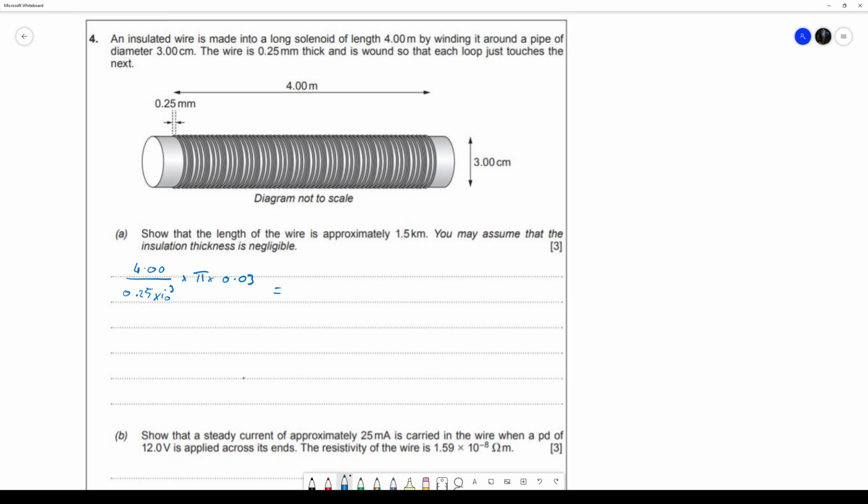just write equals 1.5 kilometers here. That doesn't get you the marks. You have to calculate the exact value. So let me just put that into the calculator.